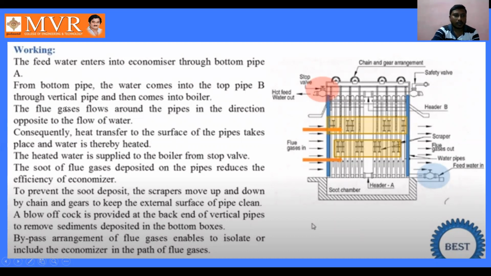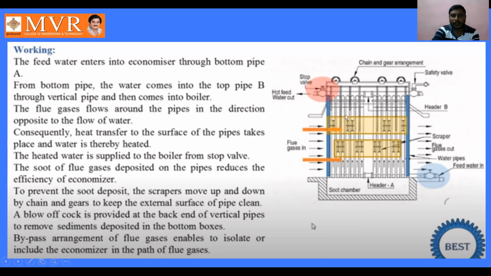After it comes into the boiler, the flue gases flow around the pipes in the direction opposite to the top flow of water. See here, the flue gases are moving in the forward direction around the pipes, opposite to the top flow. We can observe this in the diagram. Consequently, heat transfer to the surface of the pipe takes place, and water is thereby heated.